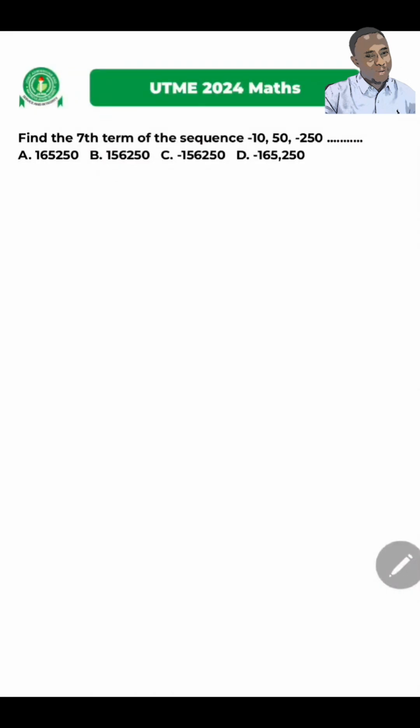Question 22. Find the seventh term of the sequence negative 10, 50, negative 250, and so on. To do this, you first definitely want to determine if this is an AP or a GP or maybe just a random sequence. I can tell just by looking at this that it is a GP.